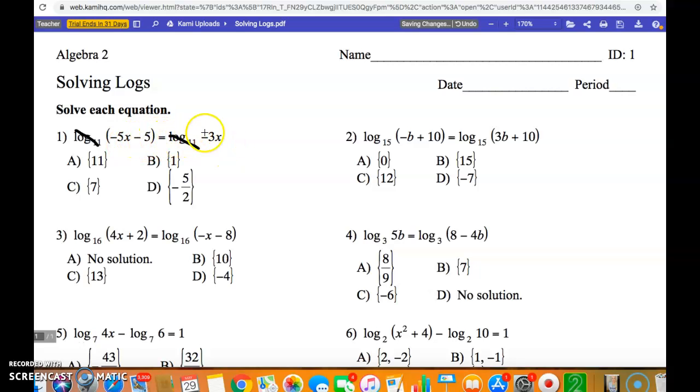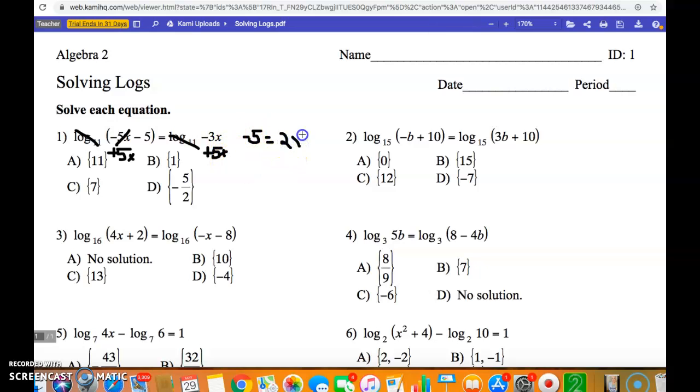If I have this, I want to get my x's together. Let's see, I'd add my 5x over this way to keep it positive. So if I add 5x over here, you're left with negative 5 from the left side, which is going to equal the right side, which is now 2x.